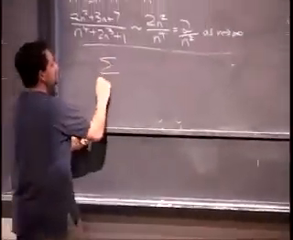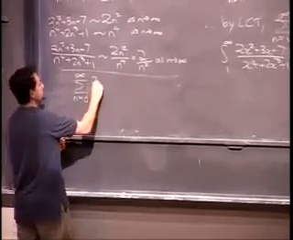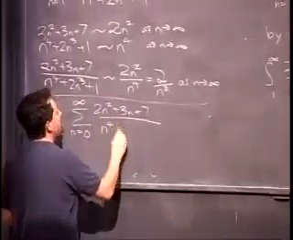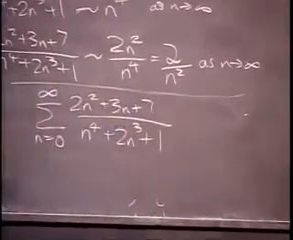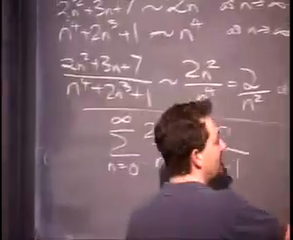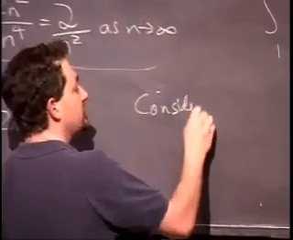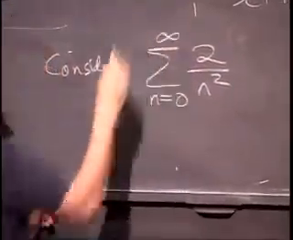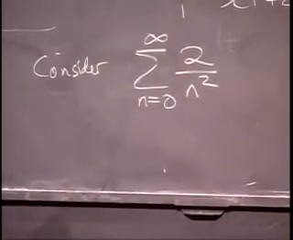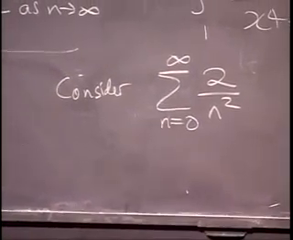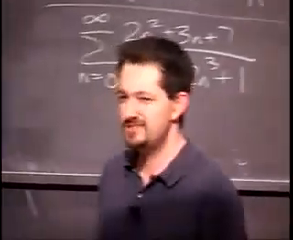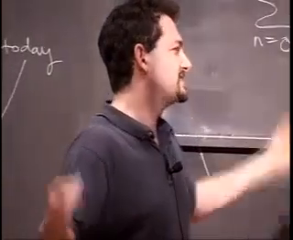Okay, fairly straightforward. What if the sum goes from 0 to infinity of the same thing? How much difference could that make? Well, if you use the same argument and you start writing down, consider the sum of 2 over n squared, n equals 0 to infinity, well, that's a silly series to write down, because the first term, when n equals 0, is 2 over 0, which is undefined. So that series doesn't even make sense.